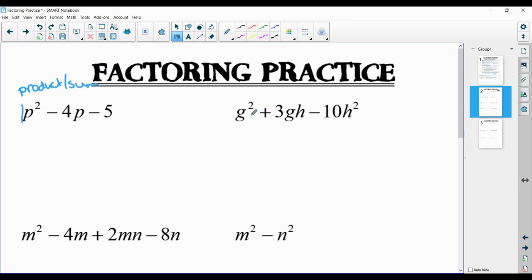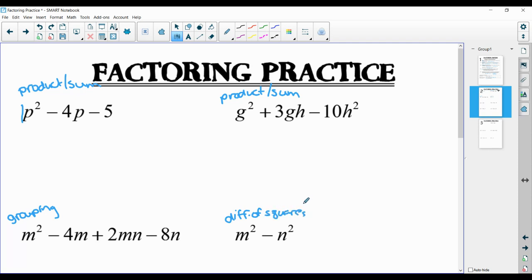If I look at the next example here, g squared plus 3gh minus 10h squared. This is a trinomial, and there is just a coefficient of 1 in front. So it's also a product sum question. So it's a factoring of a trinomial, but it's product sum. Now here we have 4 terms, so likely this is going to be a factor by grouping question. And the fourth one, I've got m squared minus n squared. There are 2 perfect squares and a subtraction sign in between, so this is a difference of squares.